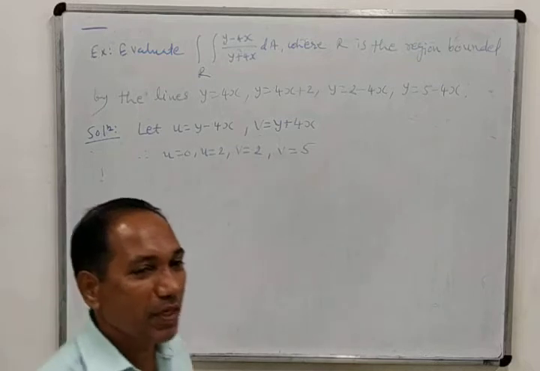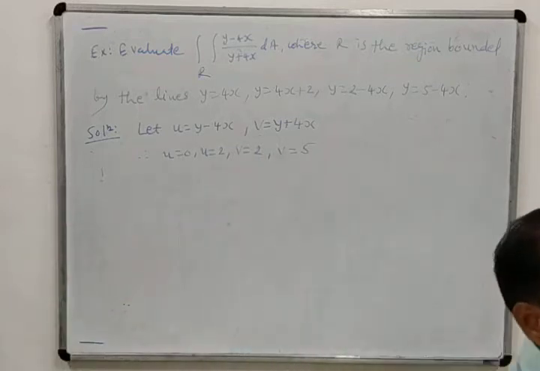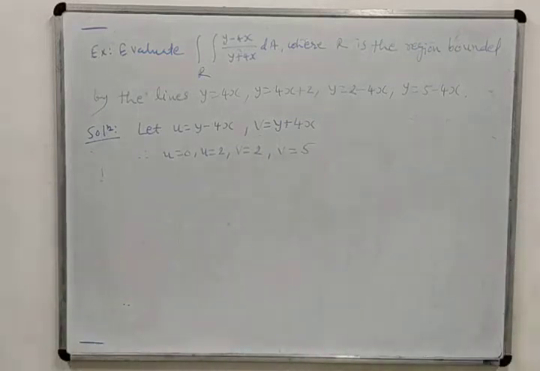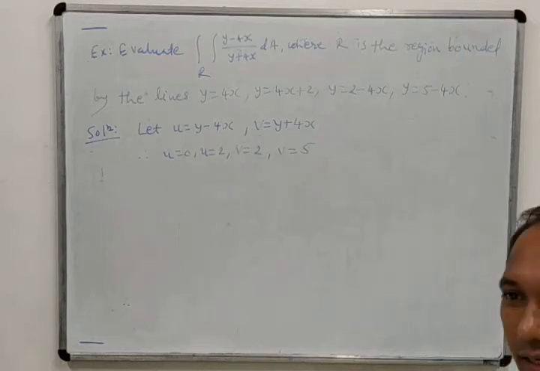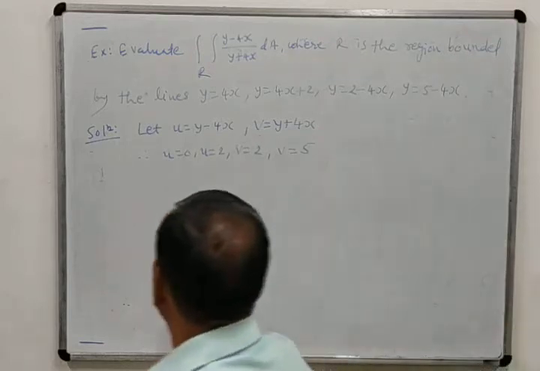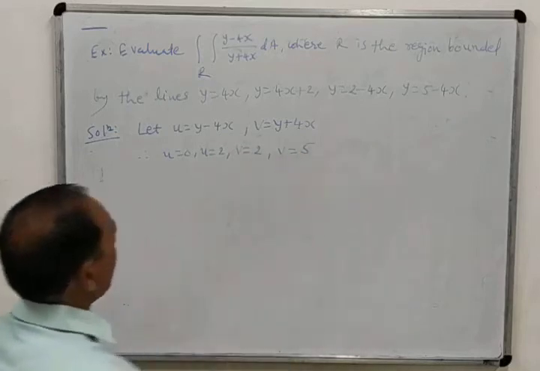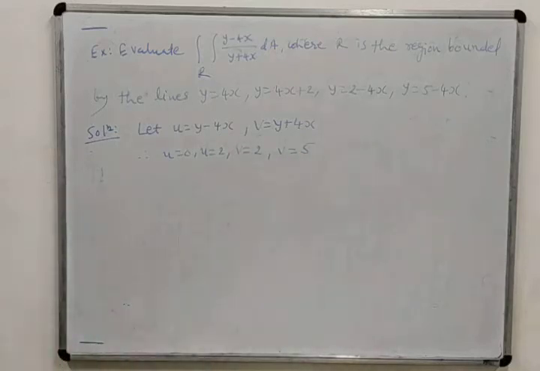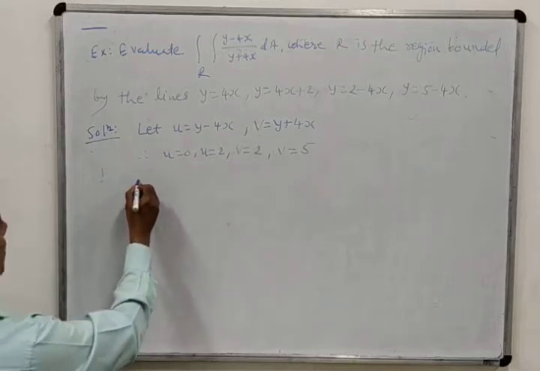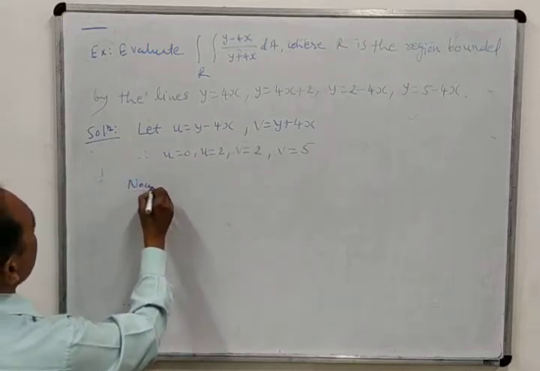If you draw the figure, you will get the same limits, because they all are straight lines. So in the uv plane we get a rectangular figure. Then the limits can be as they are, whatever the values of u and v are. And therefore now we need to find the Jacobian J.